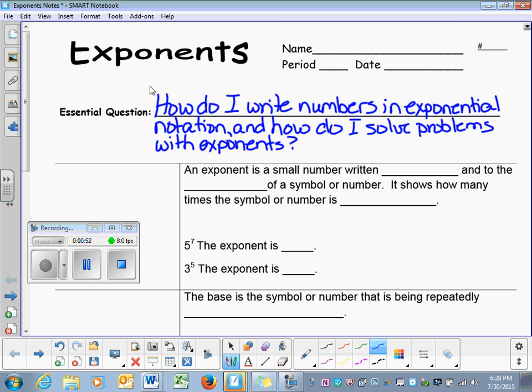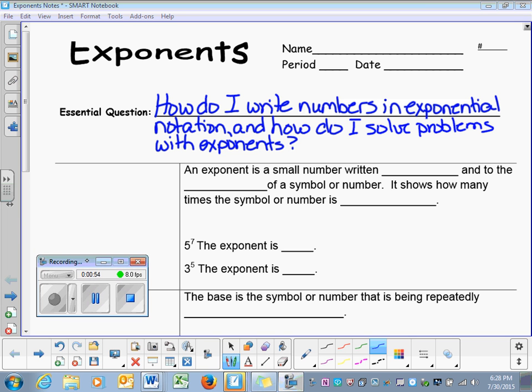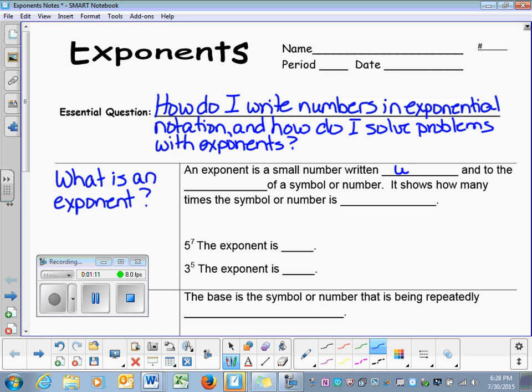Okay, so we've got some basic vocabulary here. What is an exponent? An exponent is a small number written up and to the right of a symbol or number. It shows how many times that symbol or number is multiplied.